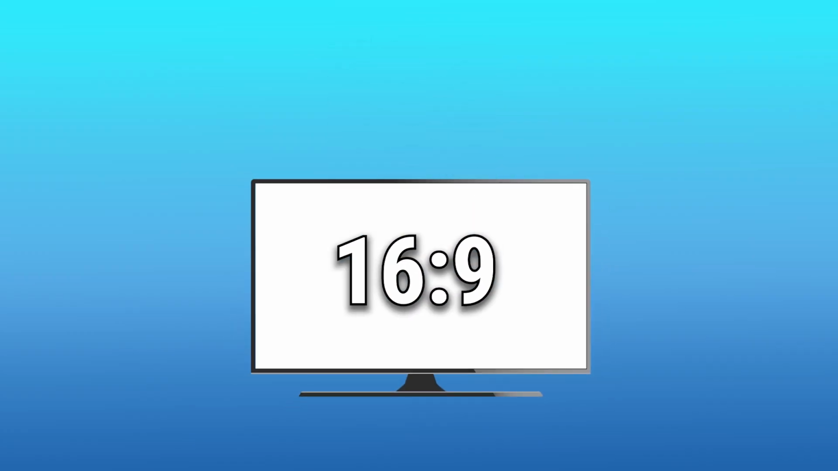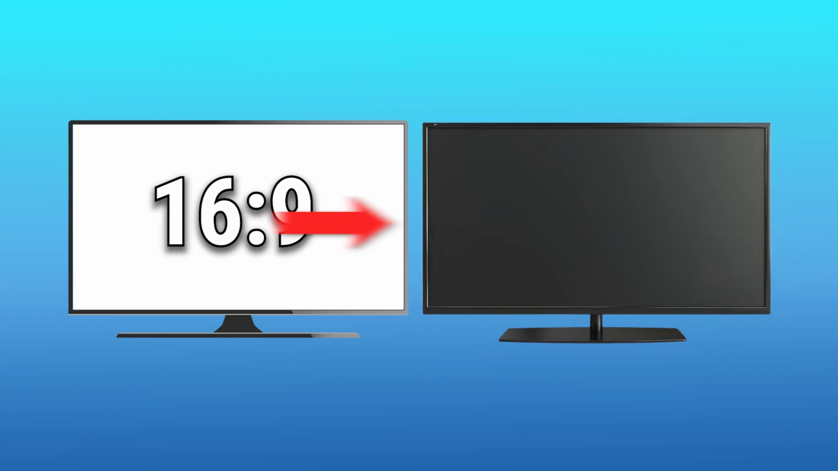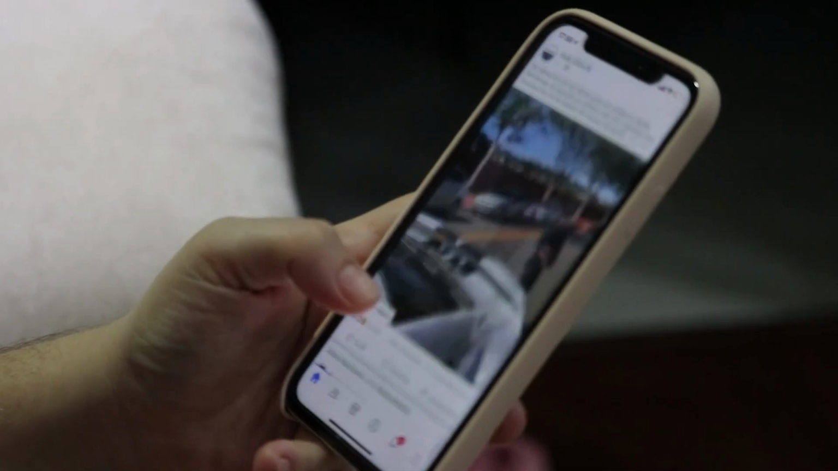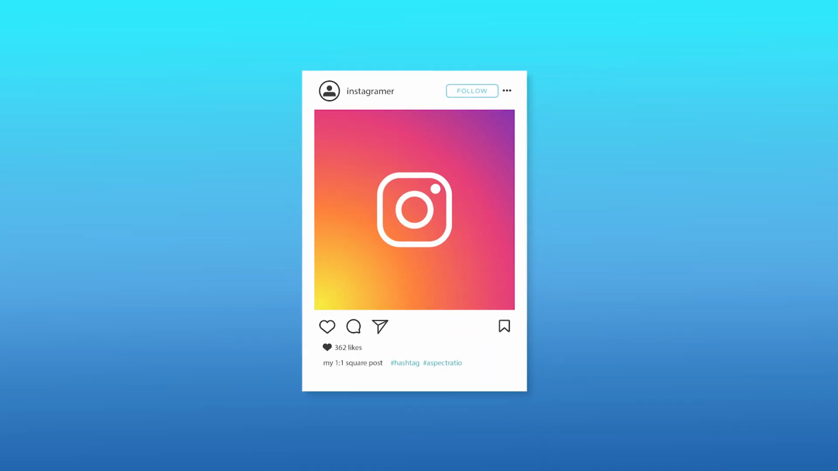is the aspect ratio of widescreen, like your TV or your computer monitor. Then there's 9:16, which is like 16:9 except rotated. 9:16 is the aspect ratio of your smartphone. It's when you watch a YouTube short or TikTok. Another common aspect ratio is 1:1, which is the square aspect ratio that people frequently encounter on platforms like Instagram.